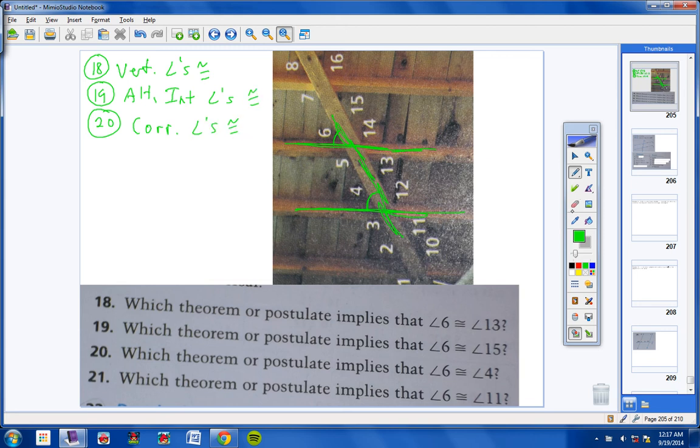Okay, moving on now to number 21. And let's see what we have here. 6 is congruent to 11. So 6 and 11. Okay, no big deal. Let's see what we got here. There's your parallel lines. Here's your transversal. So we're dealing with this angle here and this angle here. Well, it looks like to me we would call that alternate exterior angles are congruent. Okay, moving on.